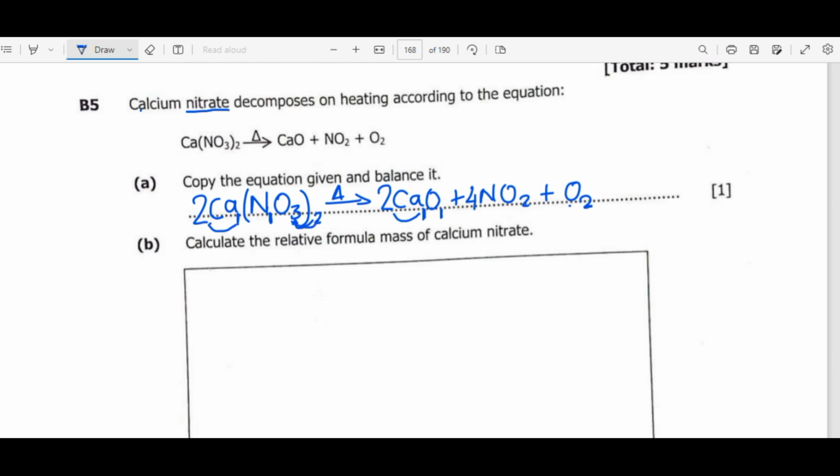So 2 times 3 is 6, times the 2 in front, so 12 atoms of oxygen on the left side. Let's check the right side. So we have 2 from calcium oxide. 4 times 2 is 8, plus 2 from here is 10, plus 2 here we have 12. Now our equation is balanced. So if you want more on the balancing of equations, you can just search. I have a video that is just focusing on balancing of equations.